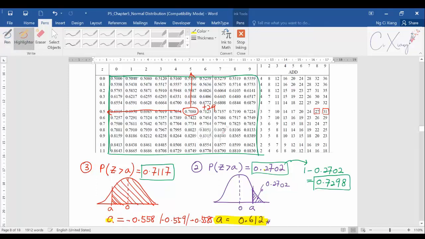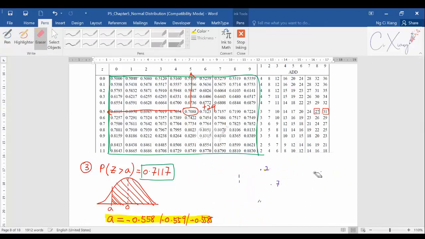Okay, so again, I hope that you have the idea about this method. Then the last part. For the last part, the question will look something like this. Probability Z smaller than A equals to, maybe what I want to have is 0.1743, let's say. So how can I get Z smaller than A equals to 0.1743?